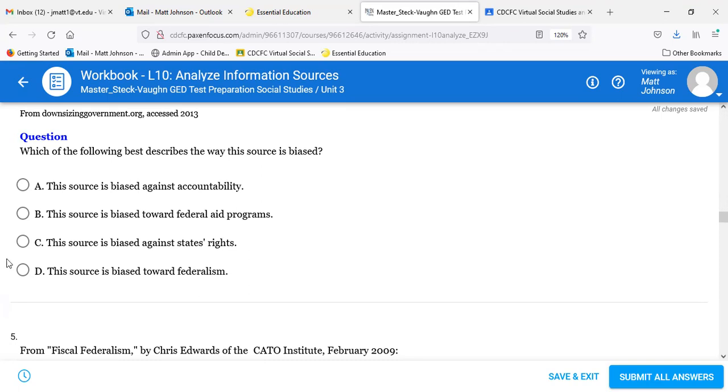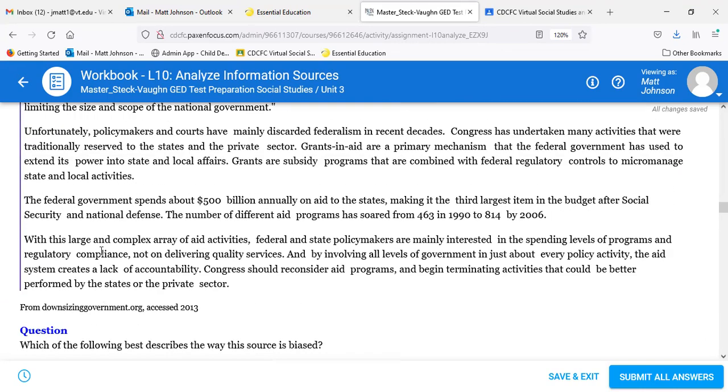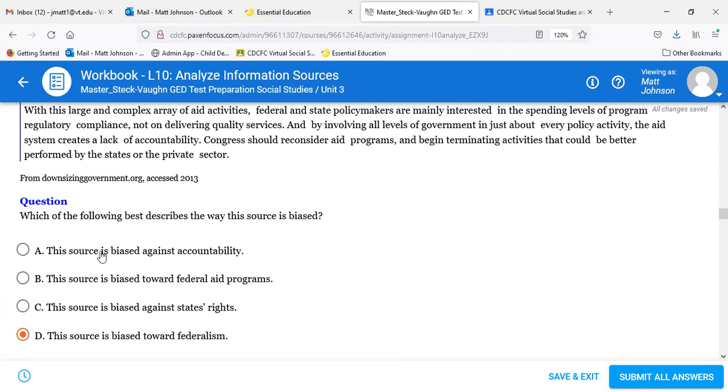D? D, yeah, federalism. I'll tell you what, I wouldn't have to read any of that. All I'd have to do is look at the website and I could tell you it's biased. Because it says downsizinggovernment.org, right? That's telling you already, if they want to downsize government, that they probably have a bias towards federalism, right? So we kind of know, just generally understanding that federalism means a strong central government.